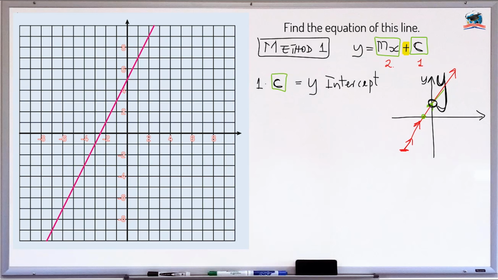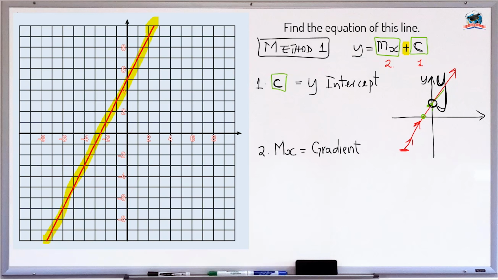Beautiful. Sorted. Now let's go to the second part, which is mx. So we go to 2 here, and we have mx. Good. Now mx stands for the gradient. Now you must note this, that your gradient can either be positive or negative. Looking at our question, we will see that the line runs from the bottom to the top. It's ascending.